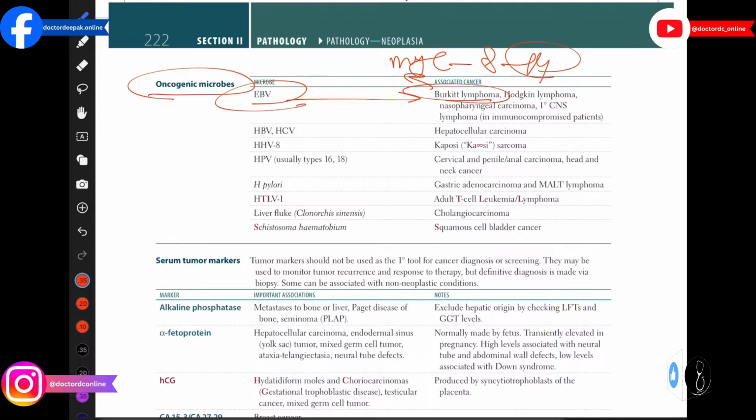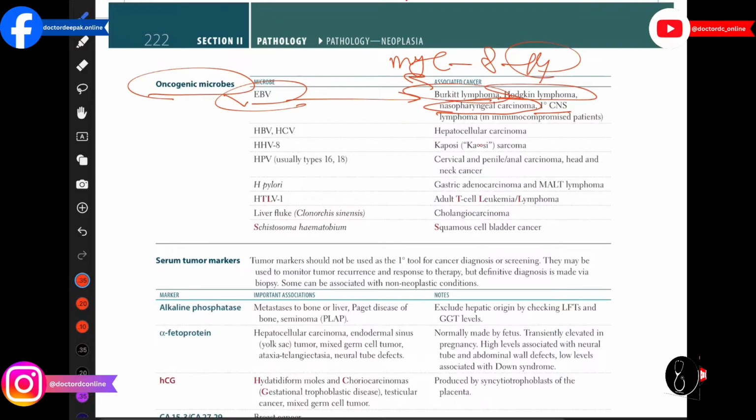Okay? And we also have Hodgkin lymphoma that is caused by the Epstein-Barr virus, nasopharyngeal carcinoma, and primary central nervous system lymphomas. In MCQs, one disease caused by Epstein-Barr virus may be given, like the symptoms of Burkitt lymphoma, with the translocation of 8 and 14. It is caused by a causative agent.